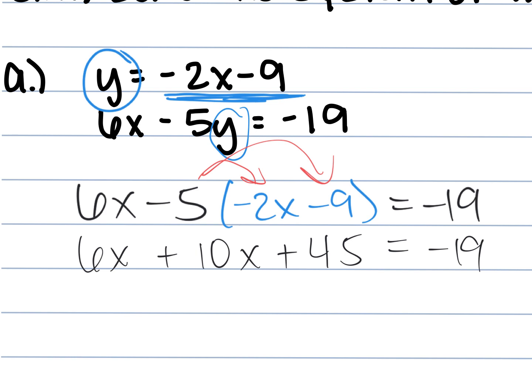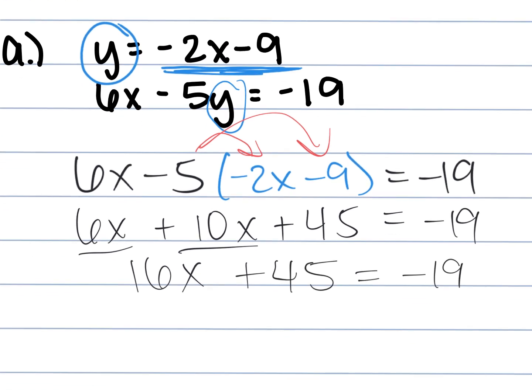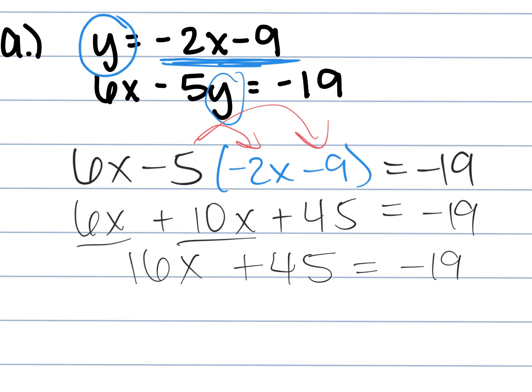And then you add 6x plus 10 is 16x. Why? Because they're like terms. Very good. And then you add 45, and that equals -19. And then you subtract 45. Very good. Subtract 45 from each side.